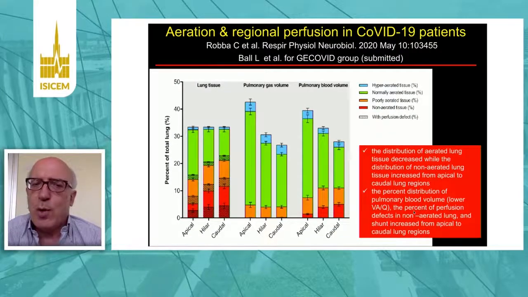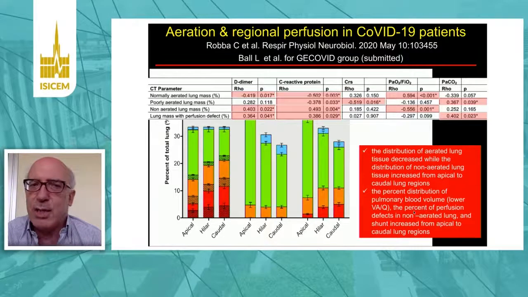The same was found when we look from apical, hilar, and caudal regions: a distribution of aerated lung tissue decreasing while the distribution of non-aerated lung tissue increased from apical to caudal lung regions, while the percentage distribution of pulmonary blood volume, so lower VQ areas, and the percentage of perfusion defects in non-aerated lung and shunt increased from apical to caudal lung regions.